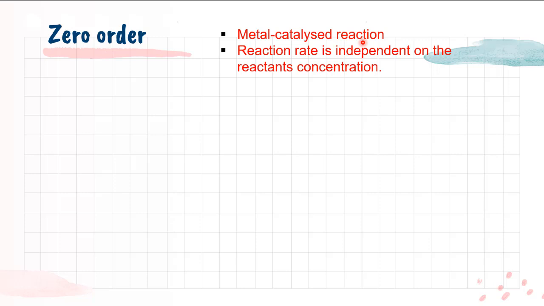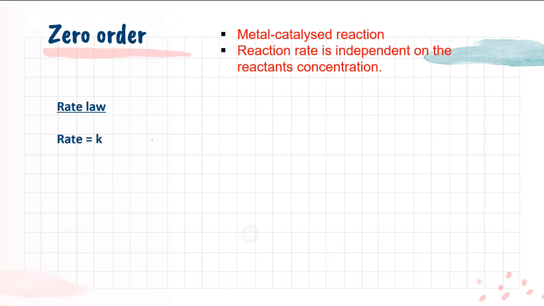So for zero order of reaction, the reaction rate is independent of the reactant concentrations. Why do we say so? Let's look at the rate law. So for zero order, the rate law is like this. Rate equals k, constant. So in your rate law, there is no concentration of any reactant.